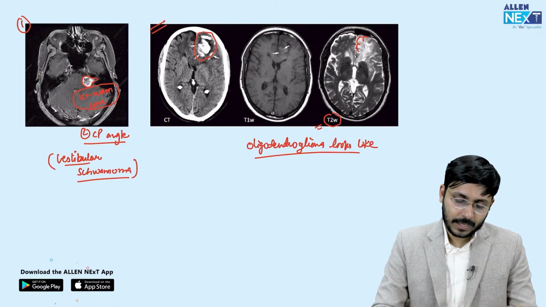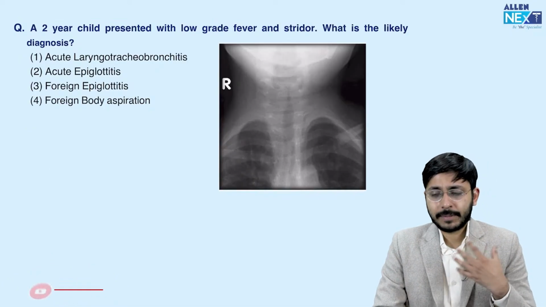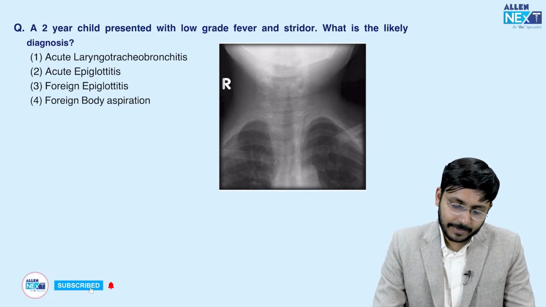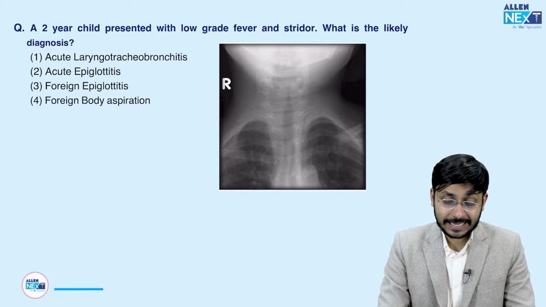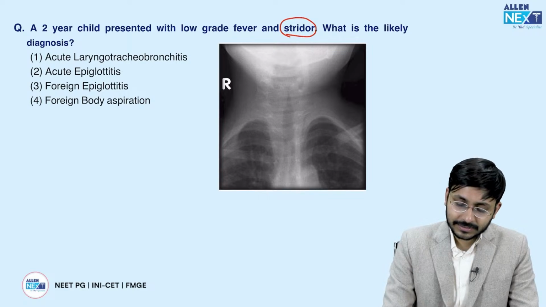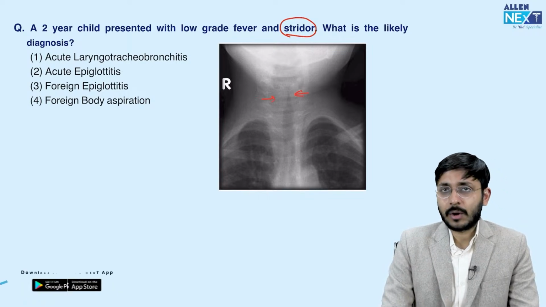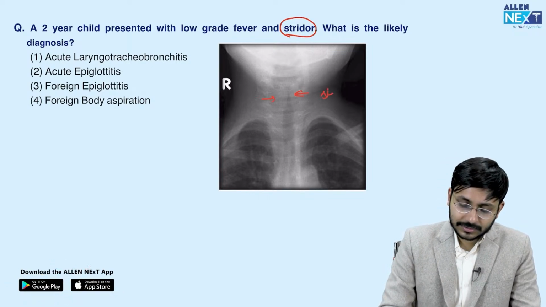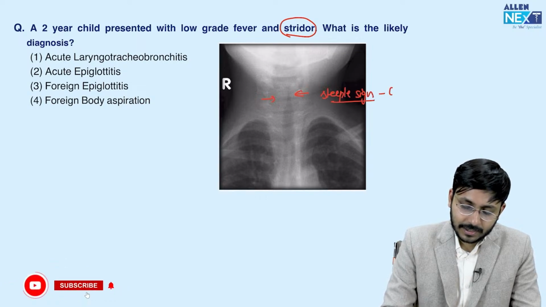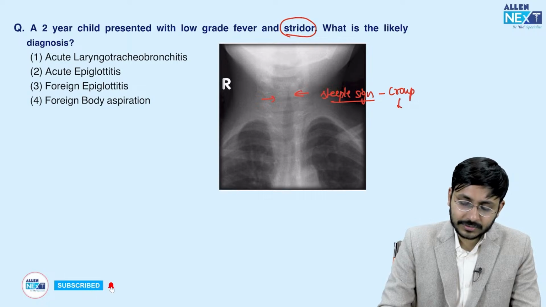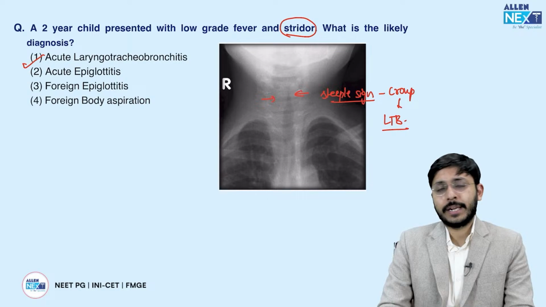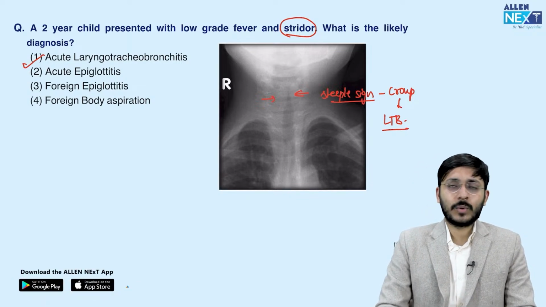Okay. Now let's move on to some neck pathologies in children. A 2-year-old child presents with low-grade fever and stridor, and on an X-ray you see this subglottic narrowing. This is known as the steeple sign, and it is seen in croup, also known as laryngotracheobronchitis. So this is acute laryngotracheobronchitis caused by parainfluenza virus.